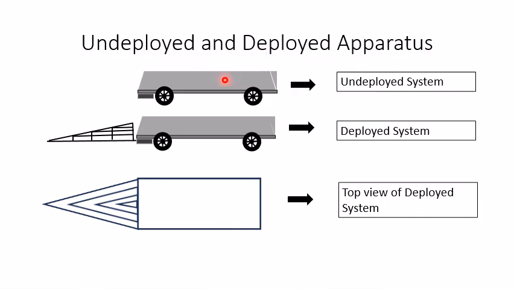Undeployed and deployed apparatus. So this is a railway system, and this has a collision prevention system hidden that is not deployed, and this is the deployed system, when a perceived danger is taken into account and the action is implemented. This is the framework that is deployed. This is the front of the system that is displayed in the top view. So this is the framework, and this is the top view of the framework.